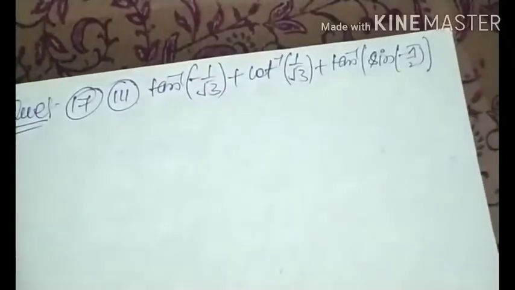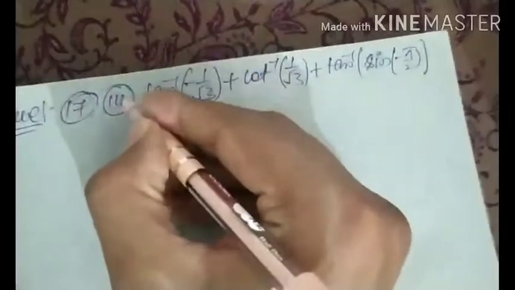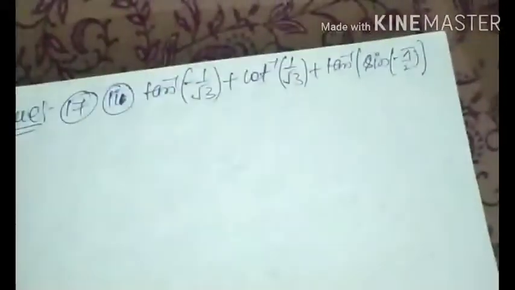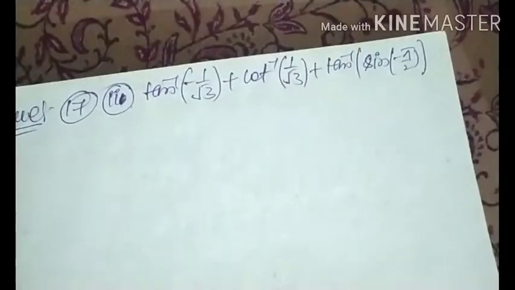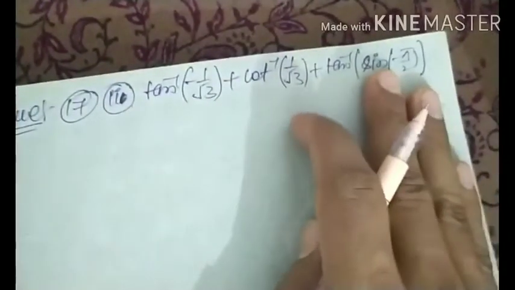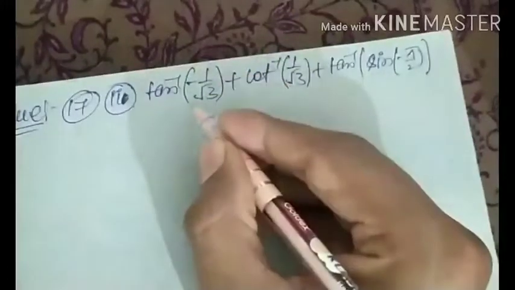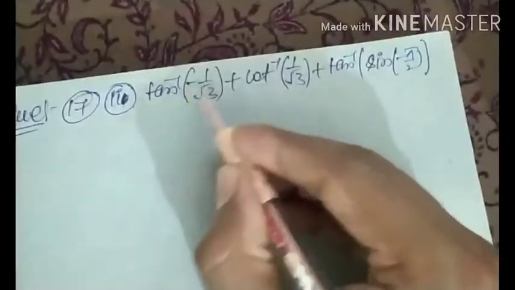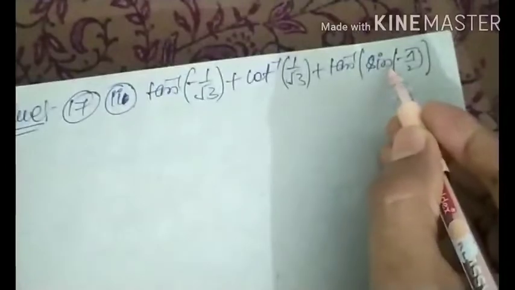Question number 17, third. No, question number 17, second. We have to find the value of tan inverse minus 1 upon root 3 plus cot inverse 1 by root 3 plus tan inverse sine of minus pi by 2. We have to find the value of the sum of all these. We have to solve it separately: first this, second this, and third this.